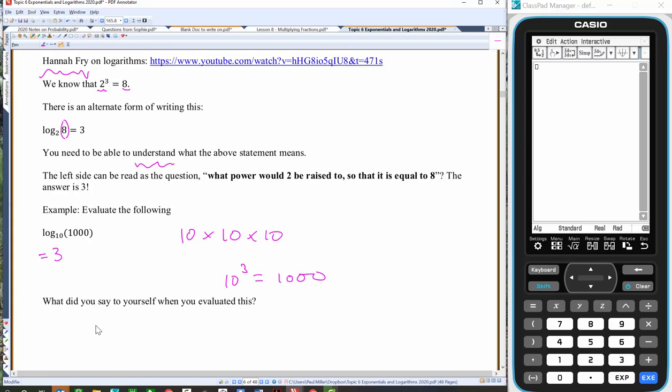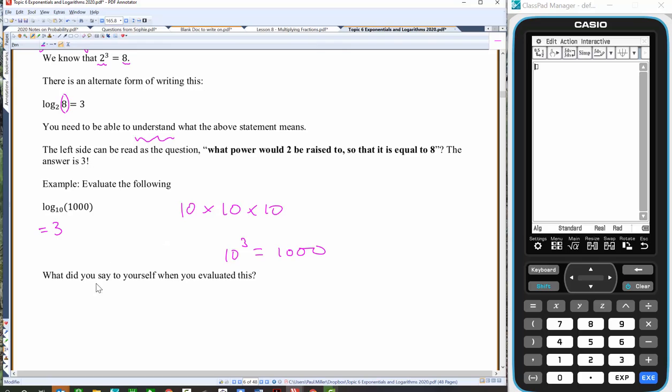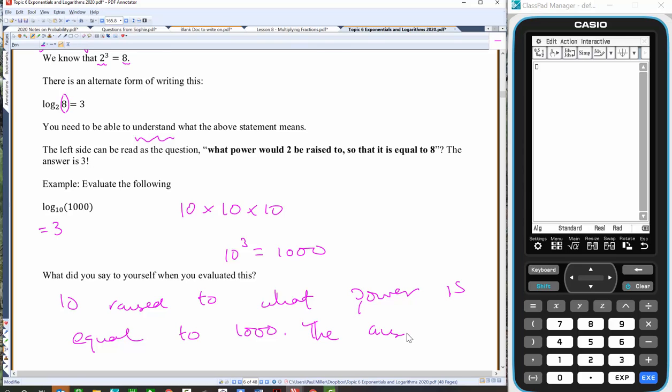So what did you say to yourself when you evaluated this? I would say 10 raised to what power is equal to 1000? 10 raised to what power would have it equal to 1000? The answer is 3.